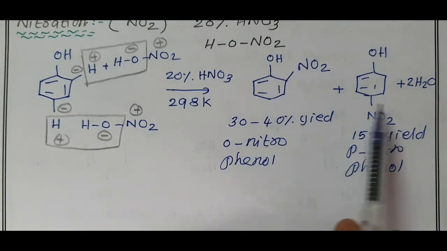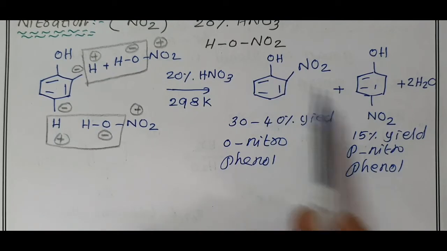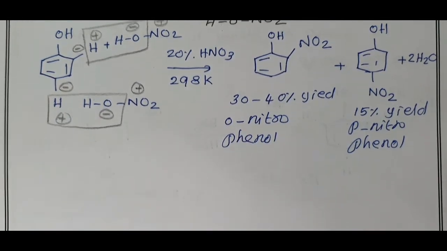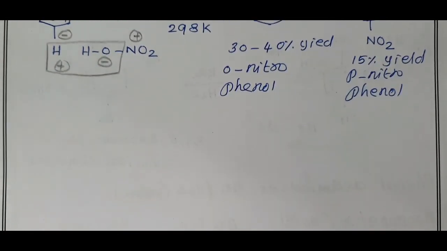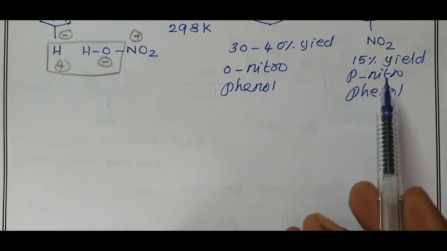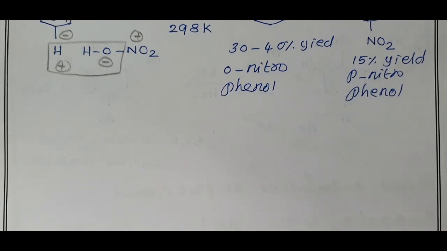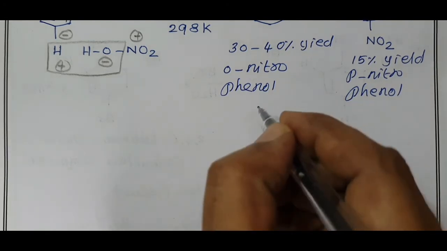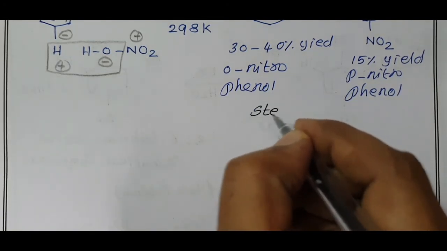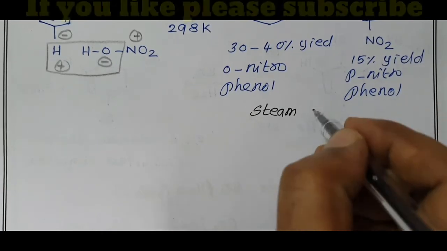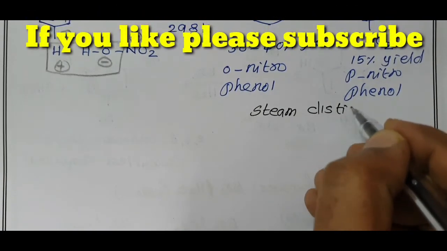From the mixture of these two compounds, how are the two isomers separated? Compounds having the same molecular formula but a different position of the functional group come under position isomerism. How are these two isomers separated? Remember one thing: these two isomers are separated by steam distillation.